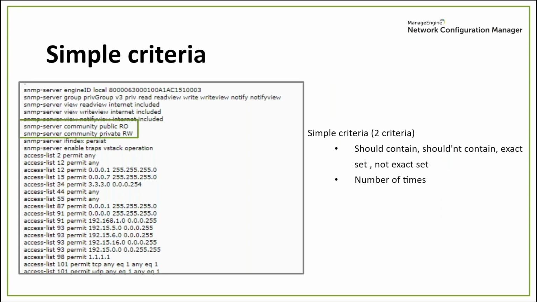The first one is simple criteria. Simple criteria is used when you only have a condition to define, or whether a particular rule should contain or shouldn't contain a particular string or an exact set. You can also determine the number of times you wish to execute a particular string. So let me show this to you in the UI so you will be able to understand it better.